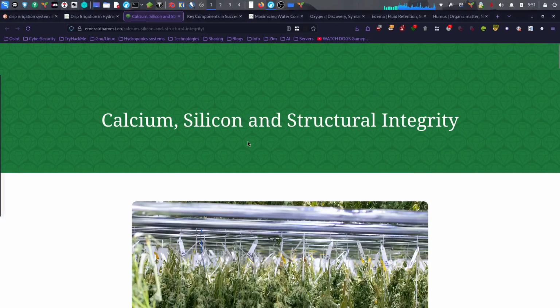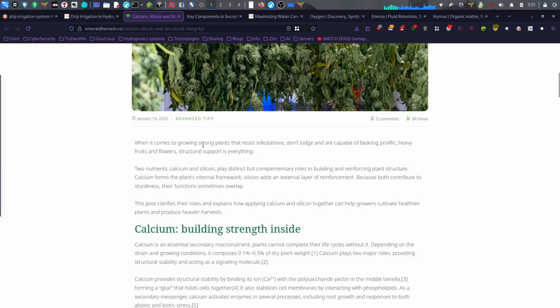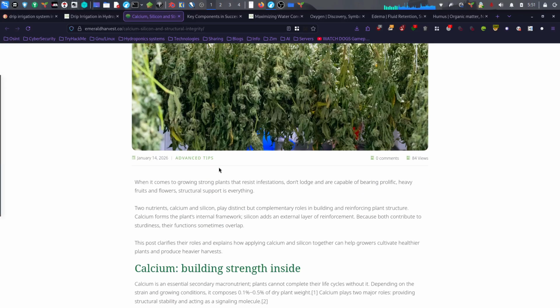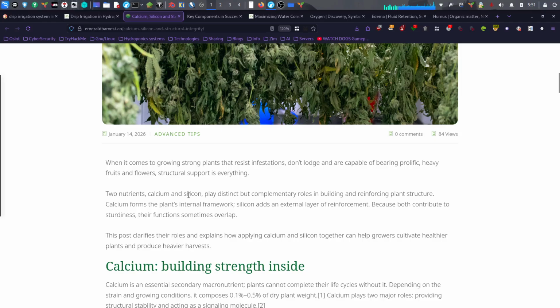Okay, I found this article very interesting. Let's read. Calcium, silicon, and structural integrity. When it comes to growing strong plants that resist infestations, don't lodge, and are capable of bearing prolific, heavy fruits and flowers, structural support is everything. Two nutrients, calcium and silicon, play distinct but complementary roles in building and reinforcing plant structure.